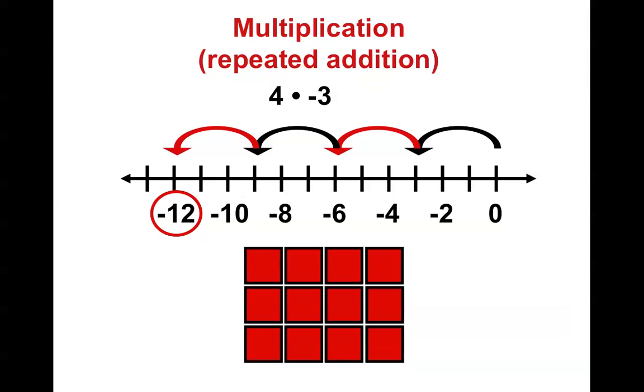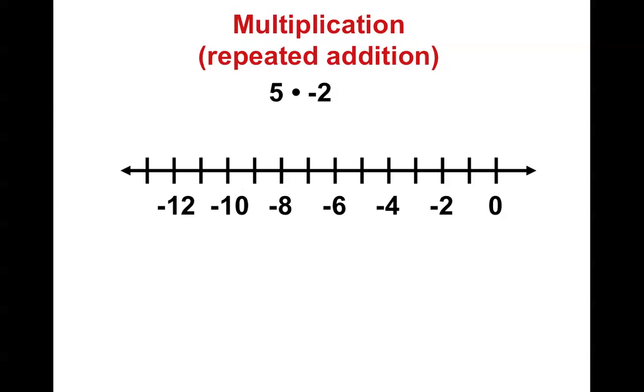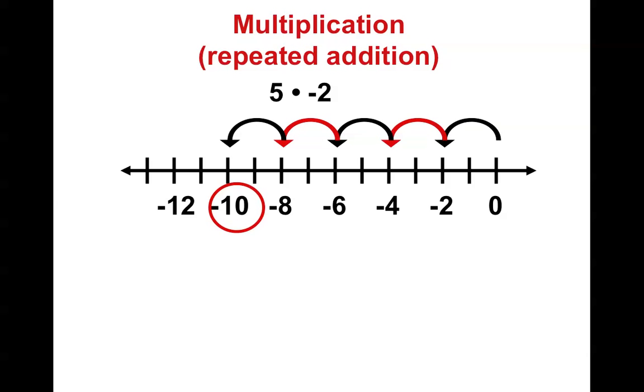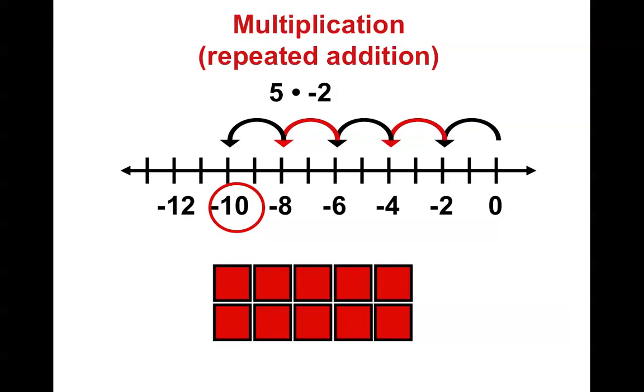If we think about it in blocks, here are 3 red blocks, or negative 3. And here is 4 groups of negative 3. Count them up, you got it. 12. 12 what? 12 negative blocks. Once again, here we go. I'm sure you guys can guess what the answer is going to be. It's going to be negative 10, because it's 5 steps of negative 2, or 5 groups of 2 negative blocks, which is negative 10 blocks. Okay. Now we've handled what to do if one number is positive and one number is negative.